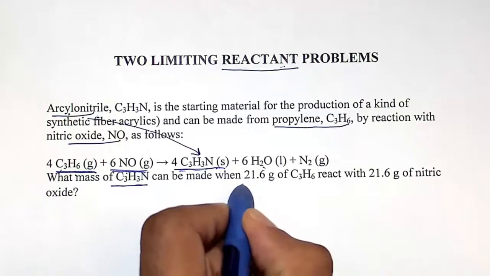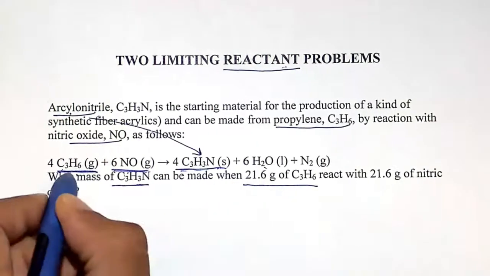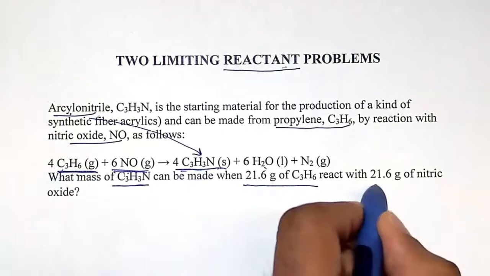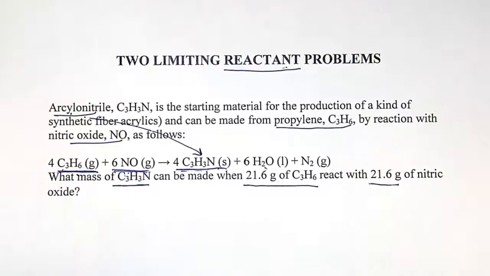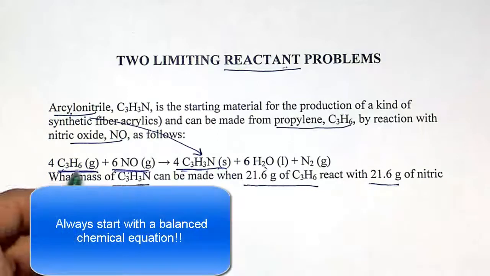How much acrylonitrile can be made from 21.6 grams of C3H6 and 21.6 grams of nitric oxide? First thing you want to do is check to make sure you have a balanced chemical equation. So check if the equation is balanced, and we can see here that it is balanced.